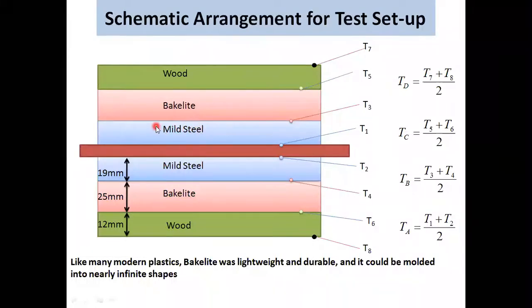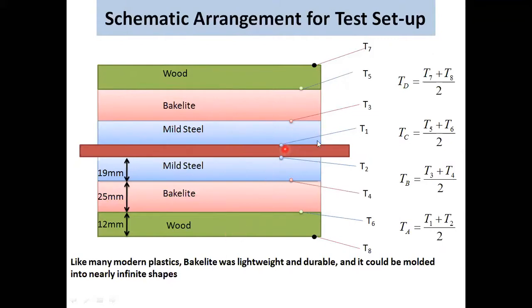So here we have replicated this composite wall above and below the heater. This central portion is our electric heater from where we are supplying the heat. So heat will flow in both directions. It will flow in the upward direction as well as the downward direction.